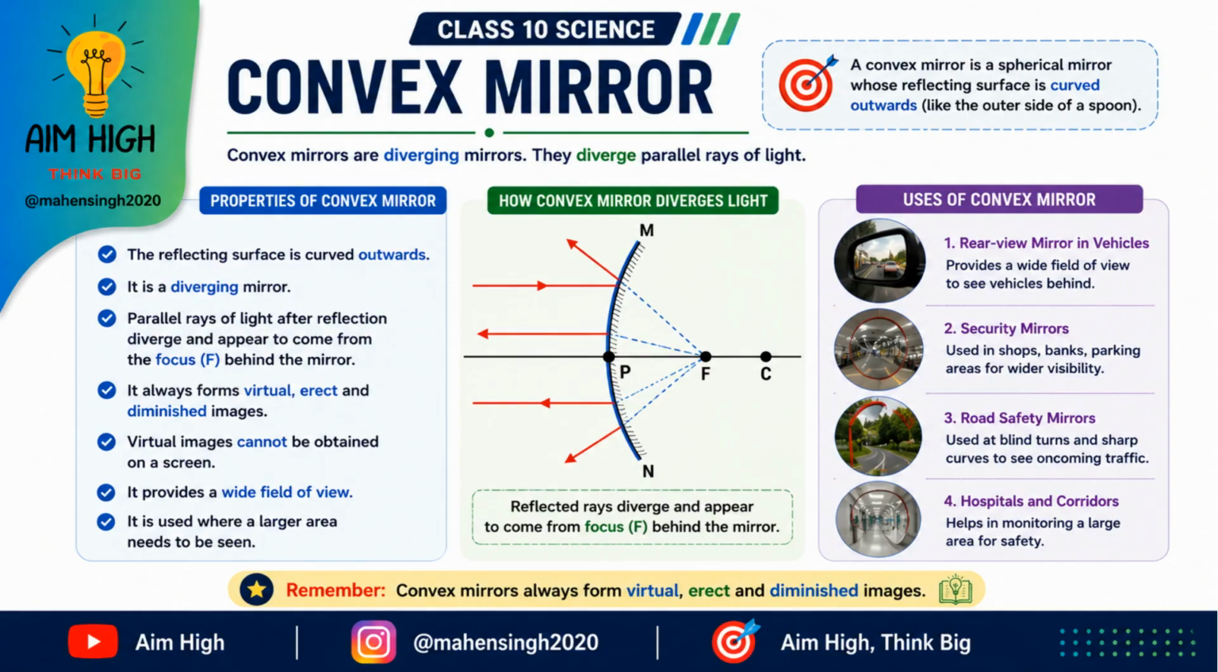Convex mirrors are mainly used where a wider field of view is required. Therefore, they are commonly used as rear-view mirrors in vehicles, security mirrors in shops, and safety mirrors at road turns and parking areas.